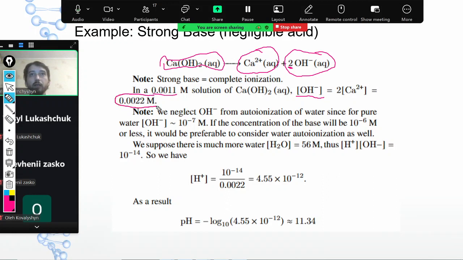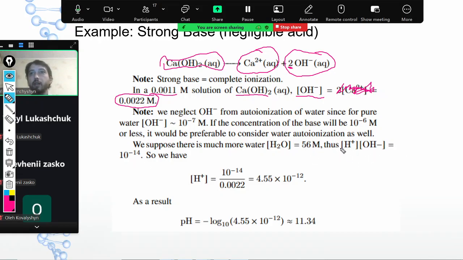So this is what I get. Well, let me remove this part, it may be confusing you. So the OH minus is basically twice as large as the concentration of this initial substance. Once again, we neglect OH minus from autoionization of water, because that's something like 10 to the minus 7, and this thing is something like 2.2 times 10 to the minus 3. So minus 3 and minus 7, you guess we can neglect that. Okay, and we suppose that there is a lot of water, so on and so forth.